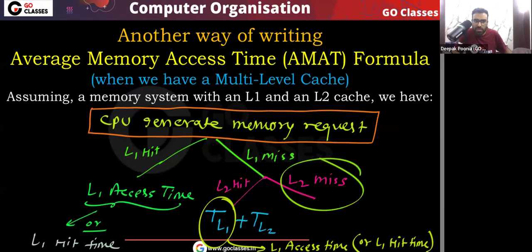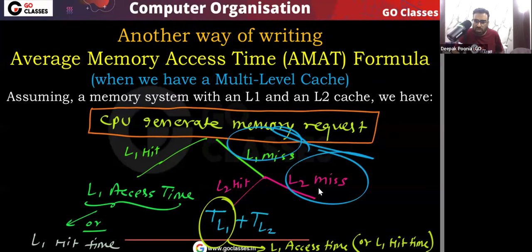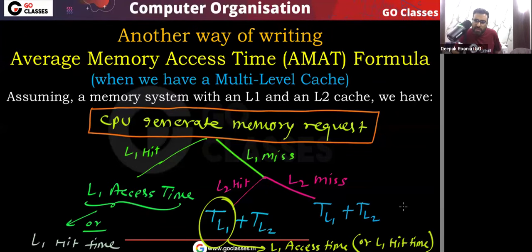Now, when there is an L2 miss, what is the total access time seen by the CPU? When there is an L2 miss, then we have to access the main memory. So in this situation, when there is an L1 miss and L2 miss, the total access time seen by the CPU will be equal to L1 access time plus L2 access time plus main memory access time. Okay, agree? So very simple.